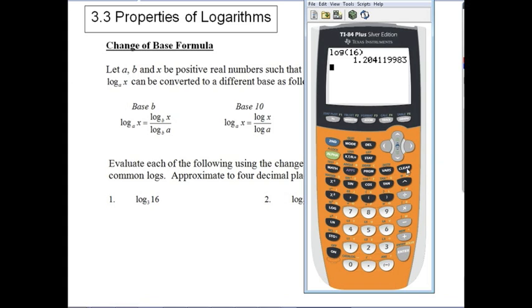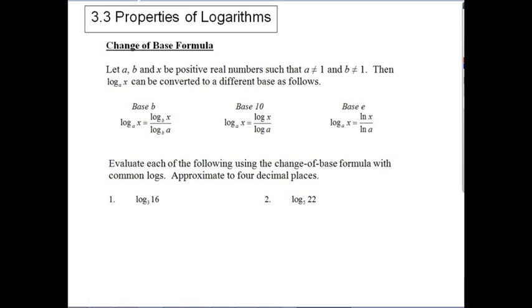So in order to do that, we have to do some manipulating around, and it's called the change of base formula. And what that is, you can change it to any base you want. You can change it to base B, to base 10, or to base E, which, if you change it to base E, that's really the natural log. So what this says is let A, B, and X be positive real numbers such that A and B do not equal 1. Remember, your base numbers can never be a 1.